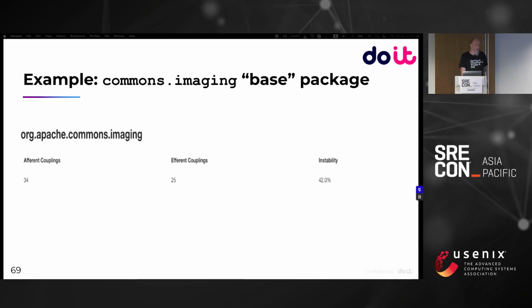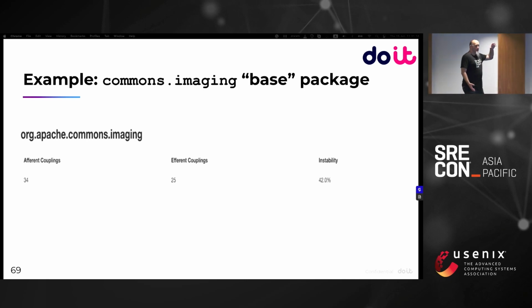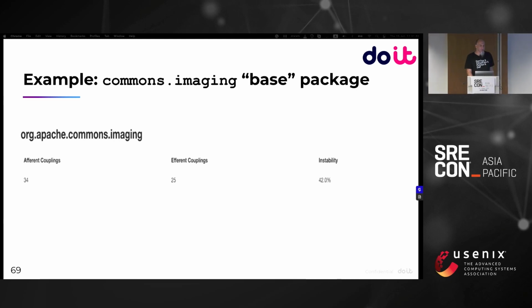So in this case, I looked at the Apache Commons Imaging package, where it only measures links inside a single software library, just as in the cloud, you only measure links within your organization. We're not talking about links from outside, that's another story, and not under your control in that way. So afferent couplings, and then it measures the instability within the imaging. That's the base package, the one that should be stable.